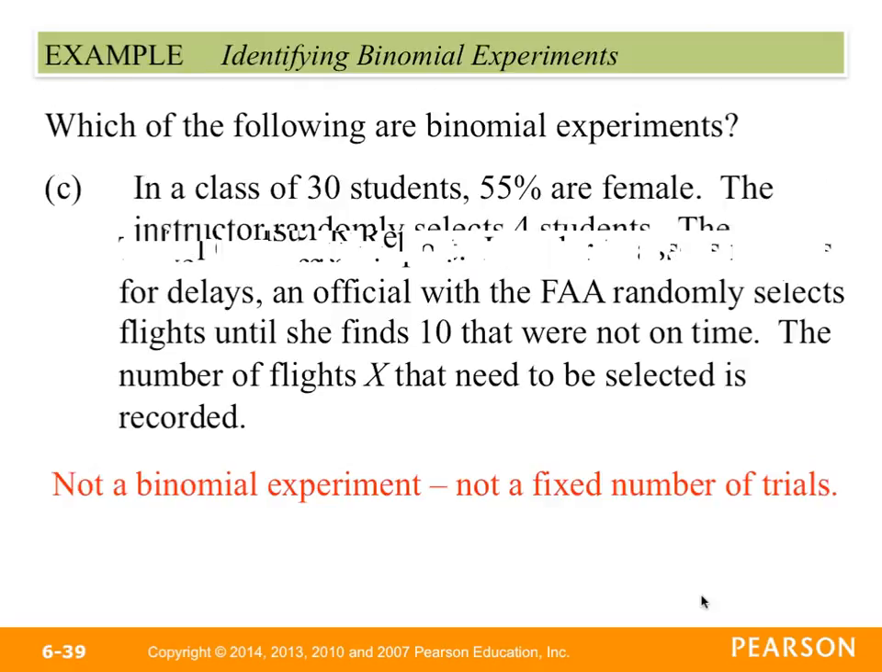In a class of 30 students, 55% are female. The instructor randomly selects 4 students, and then the number of females is recorded. So we want to know if this is binomial. So it's good, it's a fixed number of trials because we have 4 students being selected, but I do see a problem here with this methodology. And that's the fact, if you imagine yourself sitting in this classroom, if you're one of the females who's selected, once you've been selected, you cannot be selected again. That wouldn't make any sense.